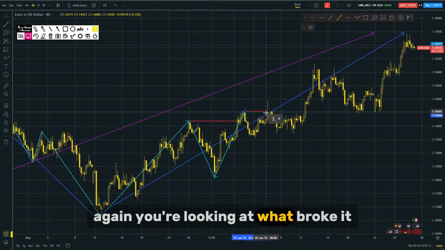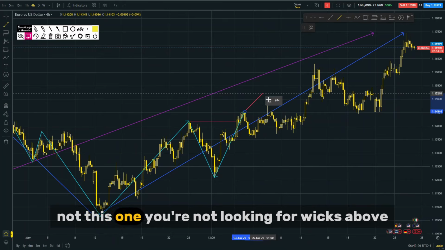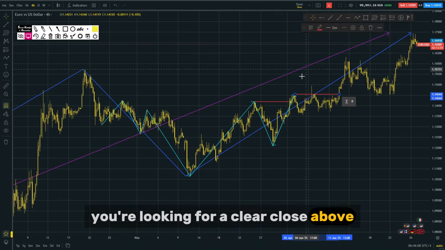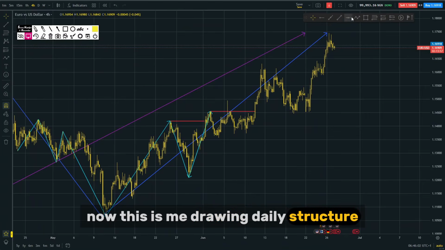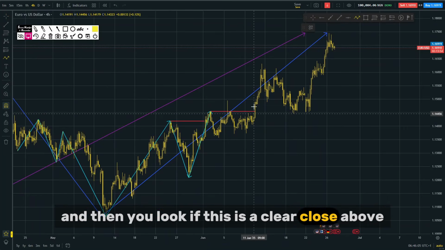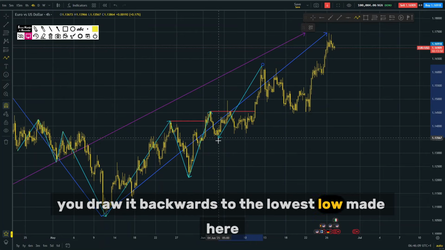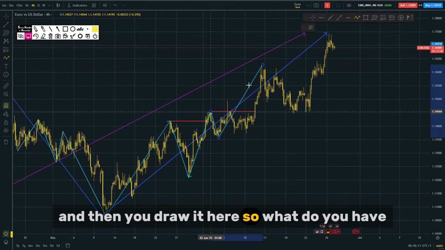Again, you're looking at what broke it. Not this one. You're not looking for wicks above. You're looking for a clear close above. Now, this is me drawing daily structure. And then you will look, if this is a clear close above, where's the highest high after this point? You draw it backwards to the lowest low made here. And then you draw it here. So what do you have?